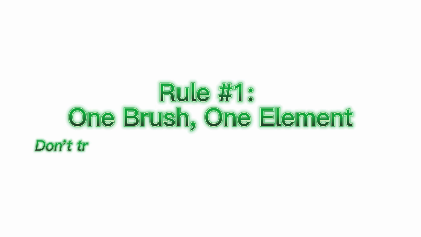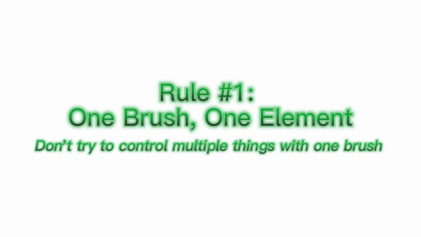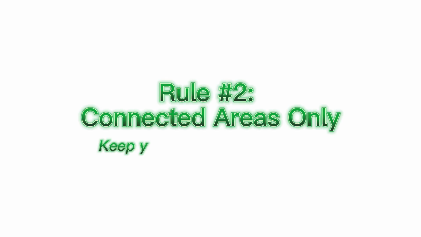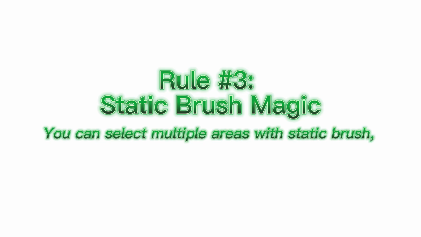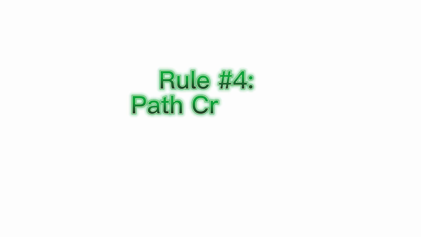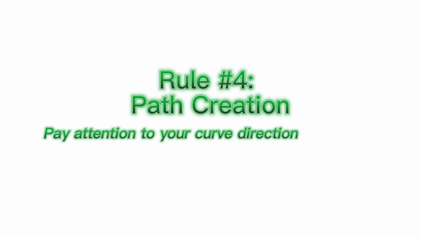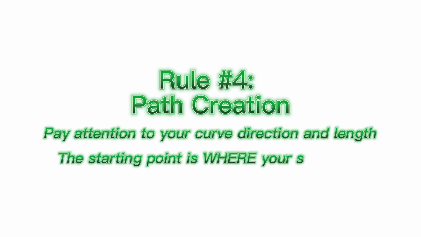Selection tips that actually work. Rule 1, one brush, one element. Don't try to control multiple things with one brush. Rule 2, connected areas. Keep your selections connected. Rule 3, static brush. You can select multiple areas with static brush, but keep them connected. Path creation: pay attention to your curve direction and length. The starting point is where your subject is.